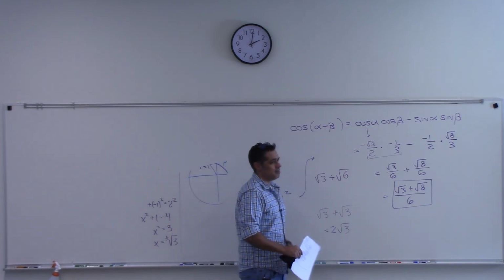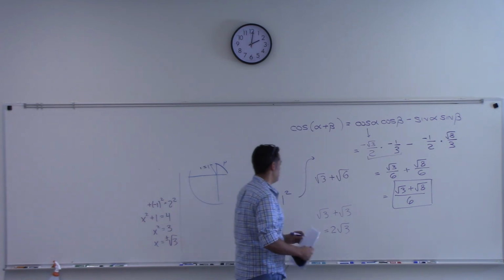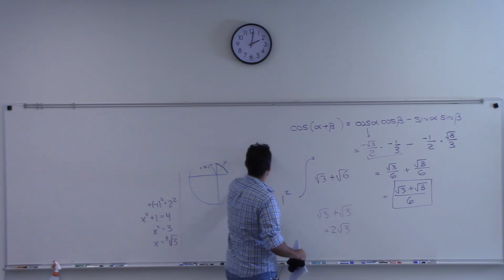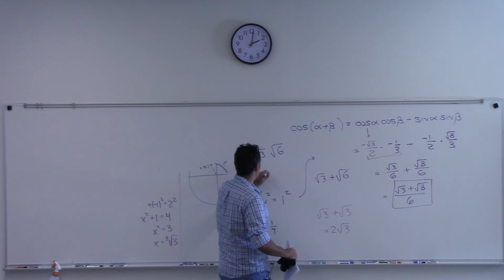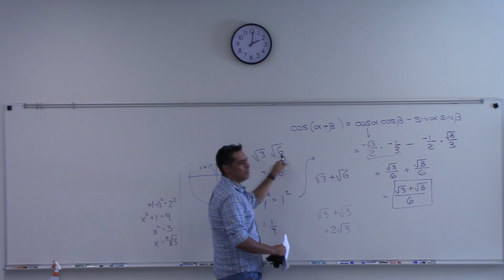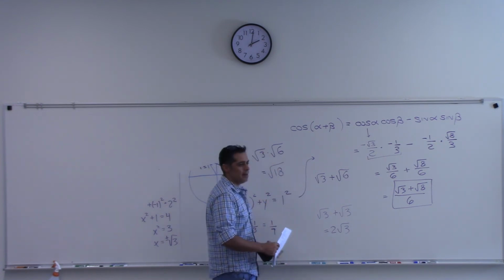If it's multiplication, that's different. Then we're not talking apples and oranges anymore. Because with multiplication, that would become root 18. Then you can multiply the two numbers together, but you have to have multiplication for that. Okay?